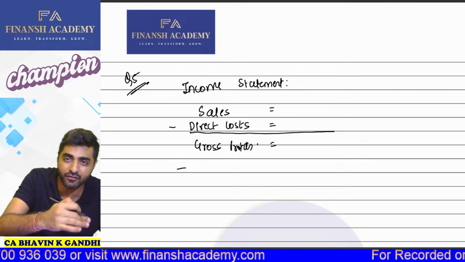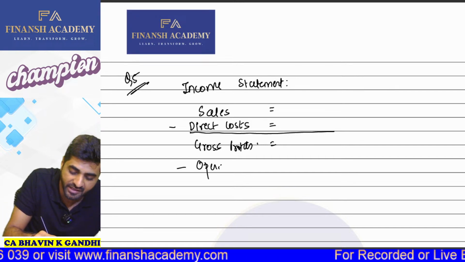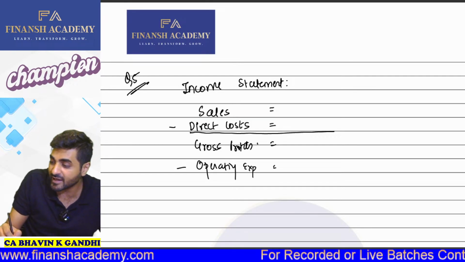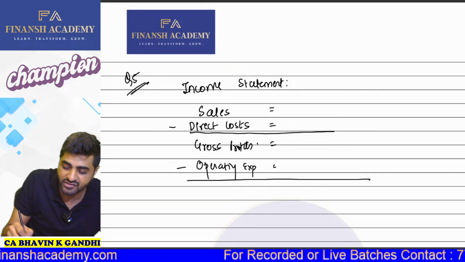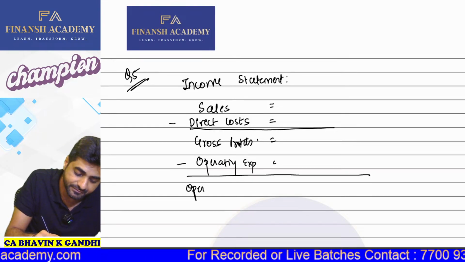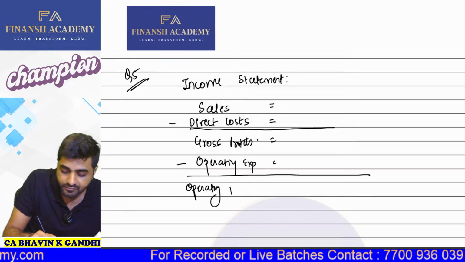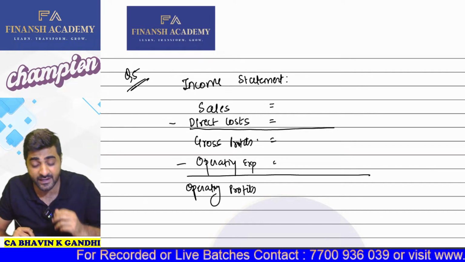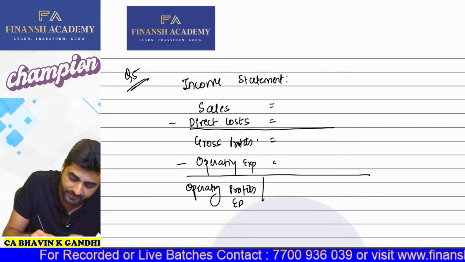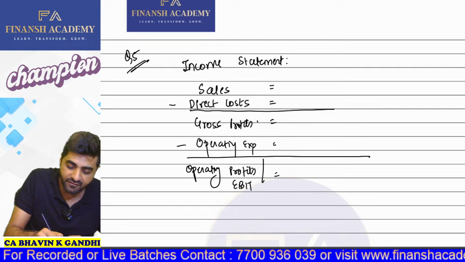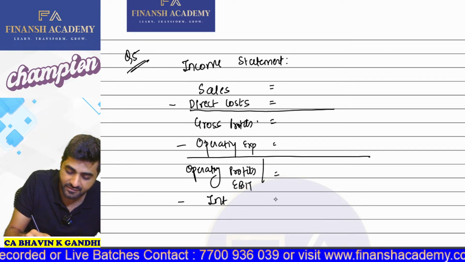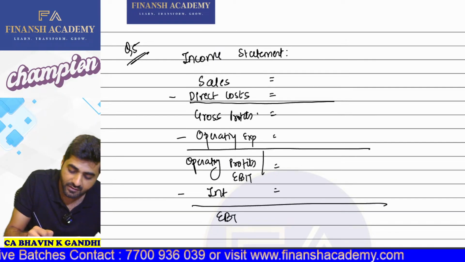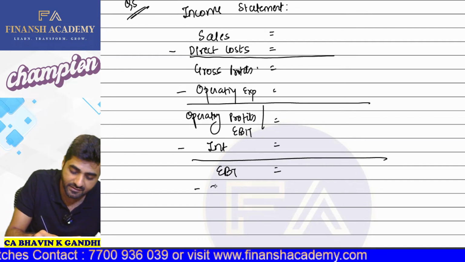from which we then subtract indirect cost, which are appearing part of your P&L. So I will term this as operating expenses. Ultimately, what will we get? We will get here as your operating profits, and these operating profits are also called as your EBIT. Then from this we subtract your interest. What do we get? We get EBT.